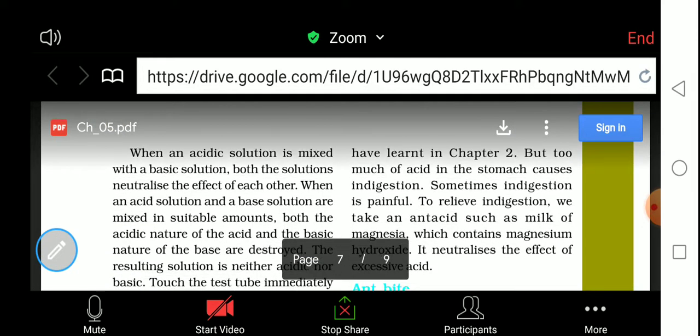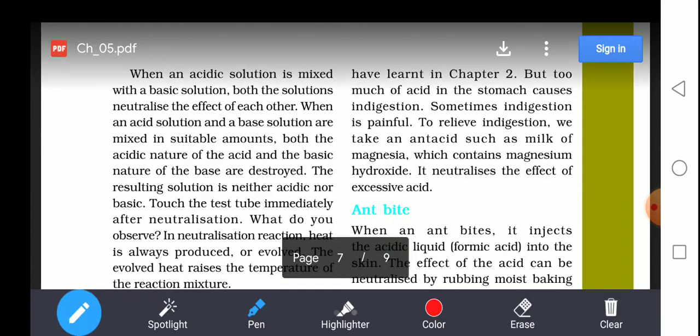Next, when an acidic solution is mixed with a basic solution, both solutions neutralize the effect of each other. When an acid solution and base solution are mixed in suitable amounts, both the acidic nature of the acid and the basic nature of the base are destroyed. So the resulting solution is neither acidic nor basic. So what happened after doing this experiment?